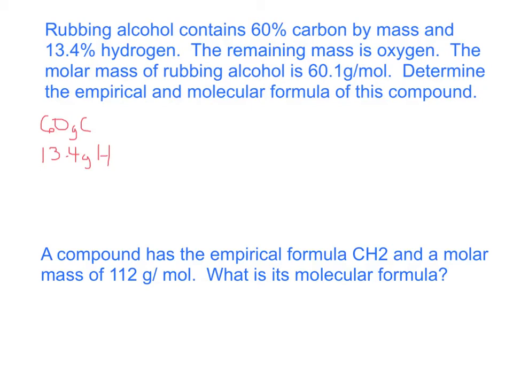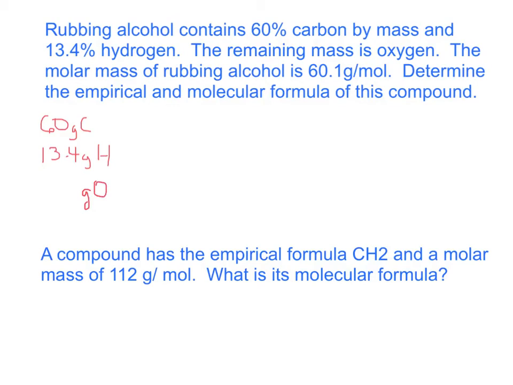I've already started setting this up. The first step is to change percent to mass. So I took 60% carbon and made it 60 grams carbon. 13.4% hydrogen, and I made it 13.4 grams hydrogen. Now the remaining problem is to figure out how many grams of oxygen.